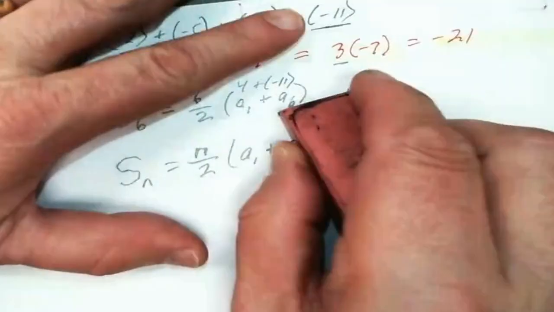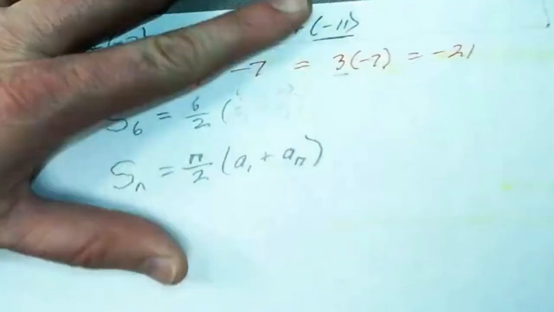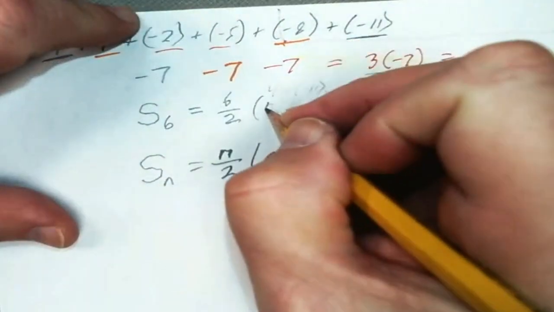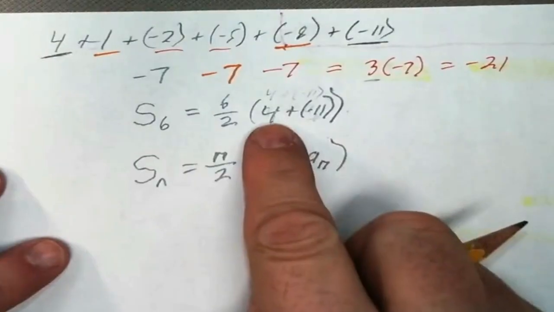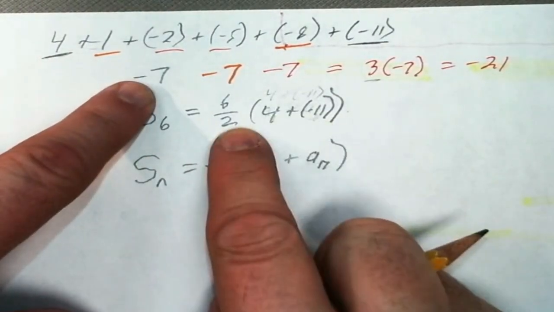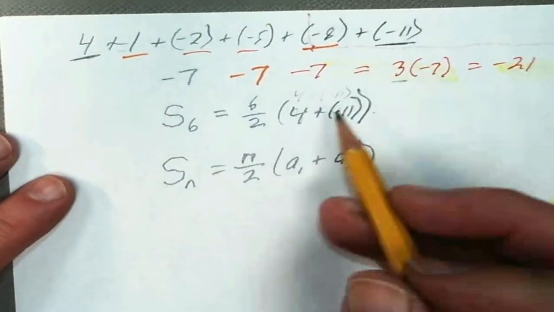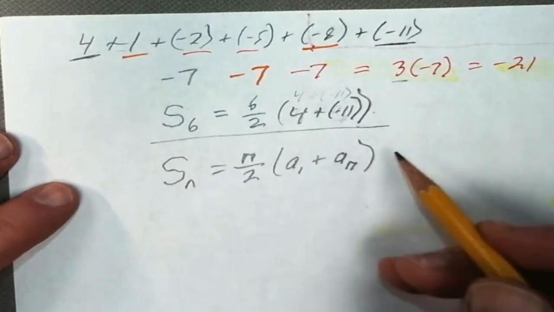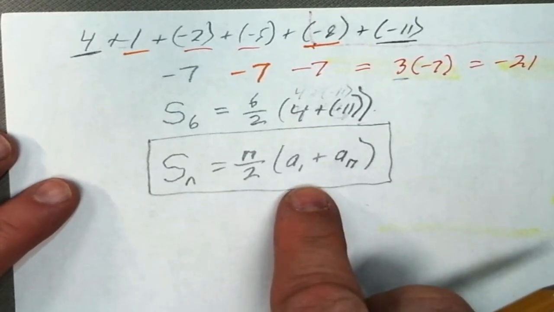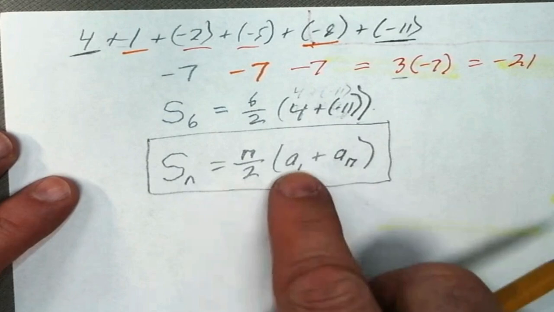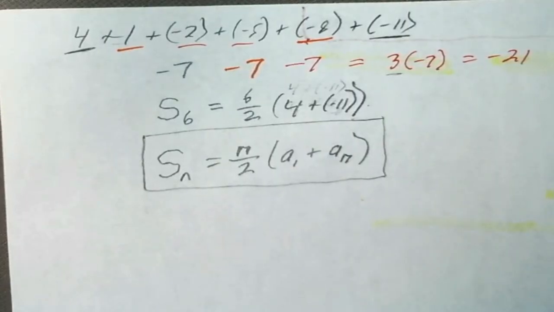Let me change this here. What we did is we took the first term, which was 4, and we added negative 11. 4 plus negative 11 was negative 7, and we multiplied it by the number of terms divided by 2, because we cut it in half. Negative 7 times 3. So I think that works, which would give us this formula for any series. The number of terms divided by 2, take the first one and the last one and add them together and multiply that. That'll give you this. I think we've got it.